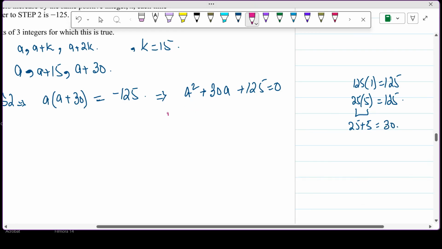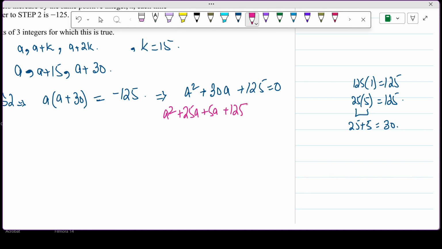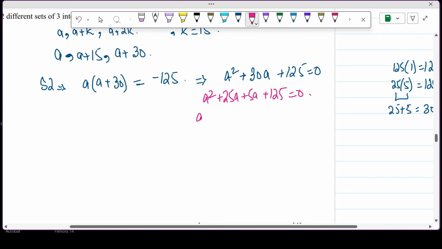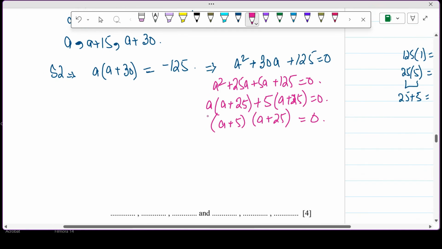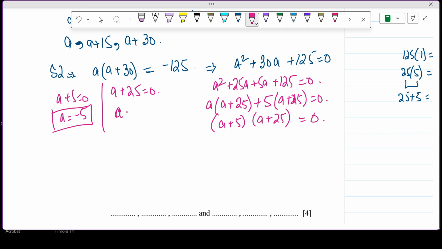So this quadratic equation can be written as a squared plus 25a plus 5a plus 125 equals 0. When we take a common, we get a(a + 25), plus 5 common, we get 5(a + 25) equals 0. So we have (a + 5)(a + 25) equals 0. These are two factors, equating each with 0. We will have a + 5 = 0, and in the other case a + 25 = 0. So a in this case is negative 5, and in the other case, a is equal to negative 25.